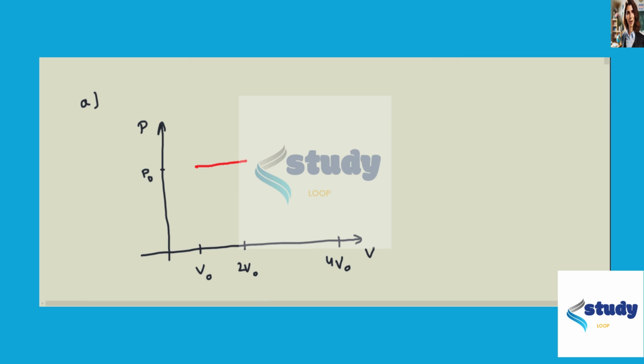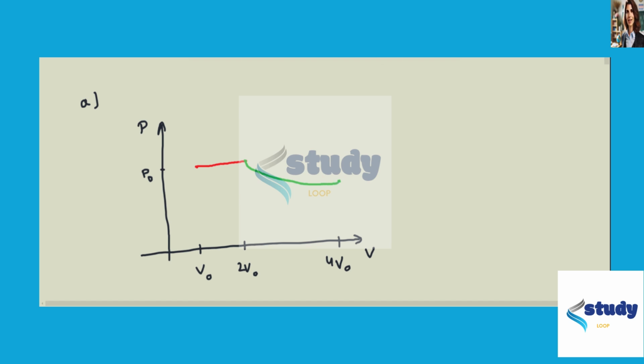Now from this point over 2V0, the gas will enter an adiabatic expansion, meaning that the pressure will drop and the volume will increase, but adiabatically. So from here to here, the pressure will not drop much, but it will drop. It will be a curve, an adiabatic curve. It goes something like this.